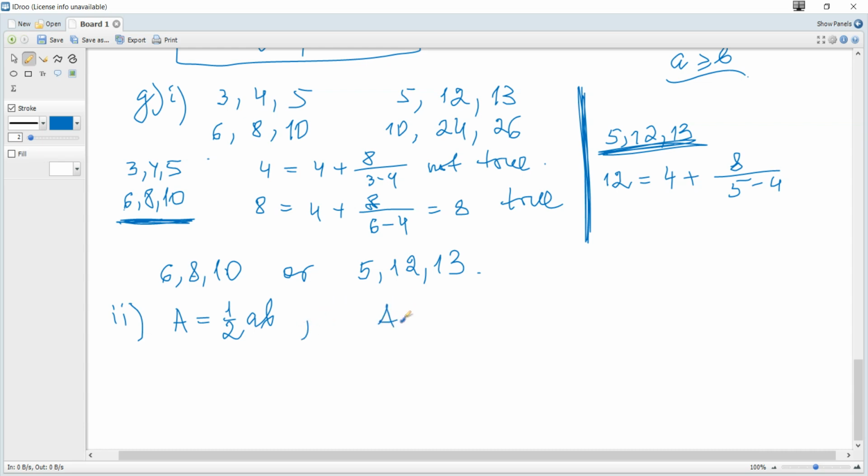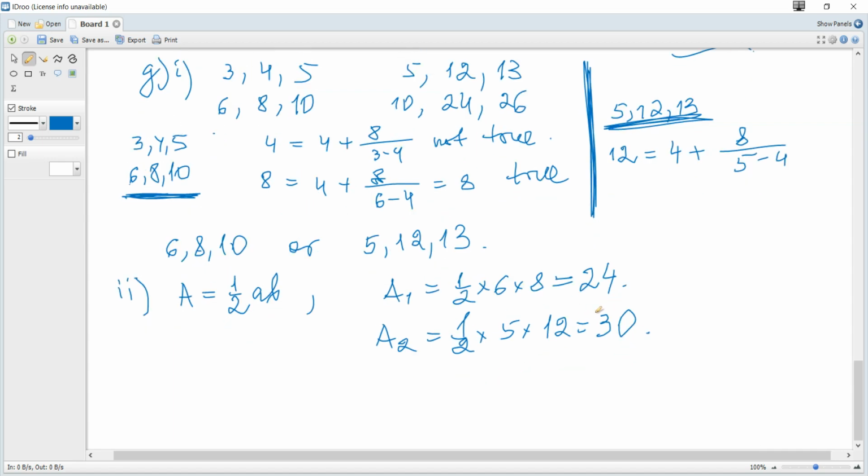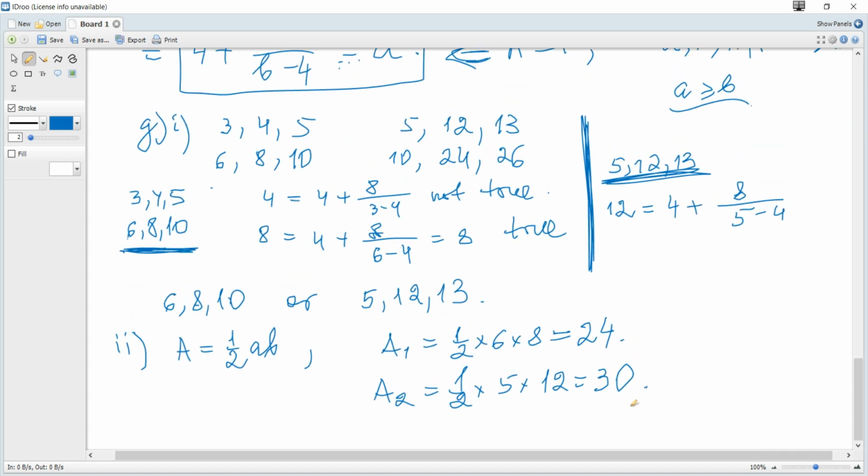Let's write that A1 is half times 6 times 8, it's 24, and A2 is half times 5 times 12, it's 30. And that's all for this question.